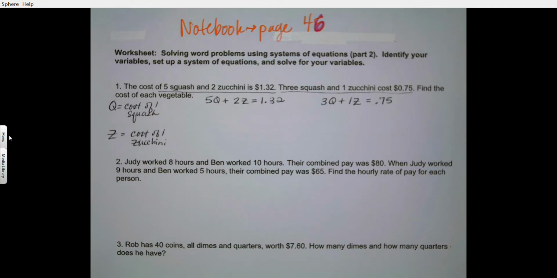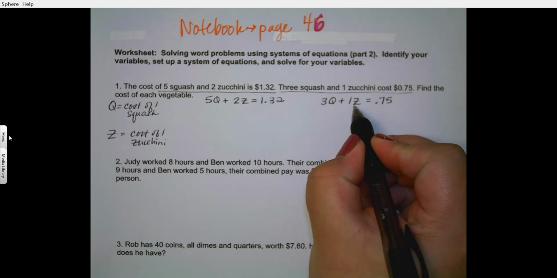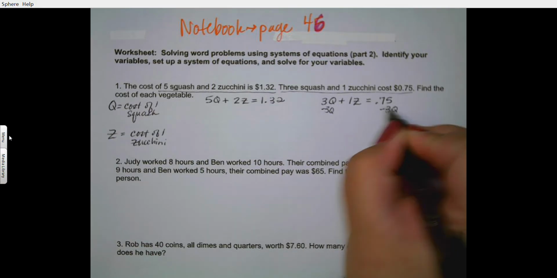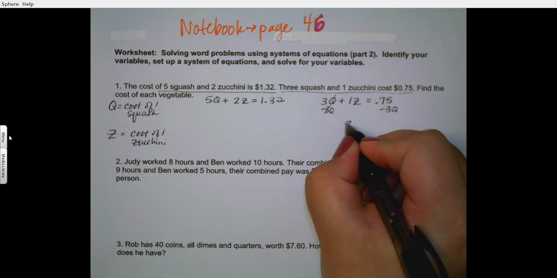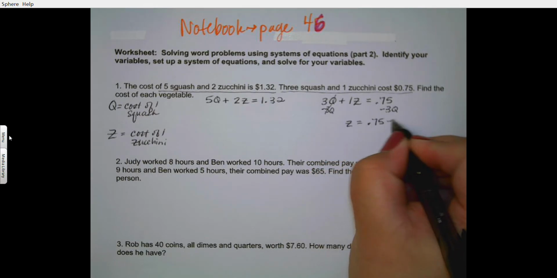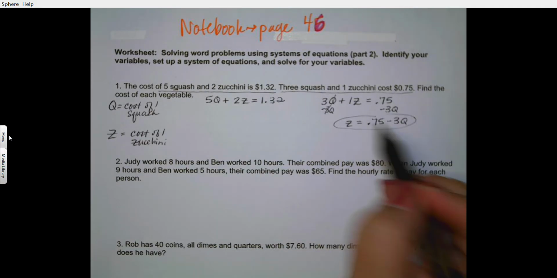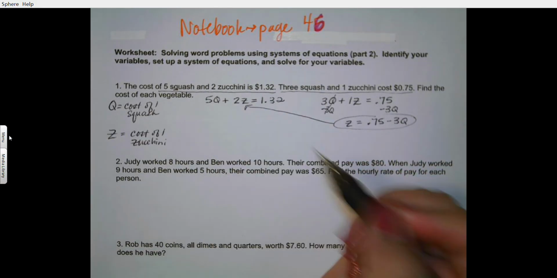Okay? So now you can use any method that you want. Some people are going to use substitution, some people are going to use elimination, some people want to use the equal values method. So just be very careful about which method you choose. If I see a 1, I'm going to use substitution because it's quite easy to subtract what I have here and just have Z is equal to 75 cents minus 3Q. And now using substitution, I can take this and plug it in for the Z.